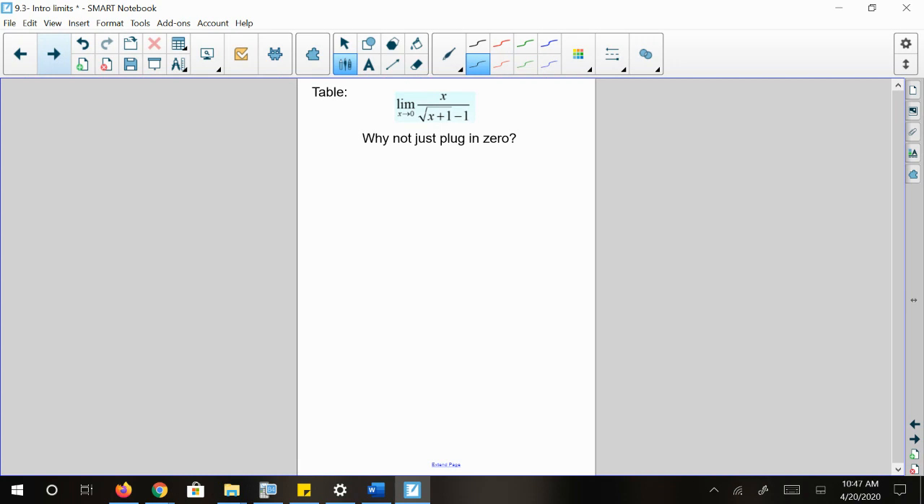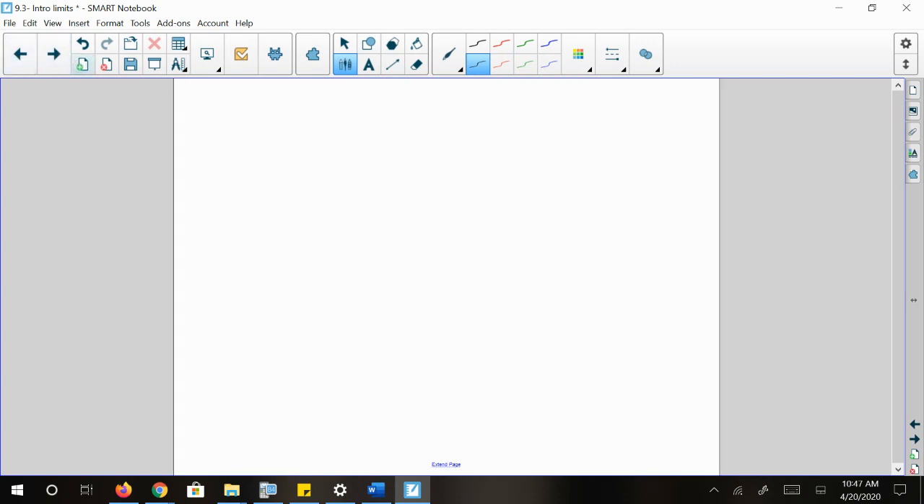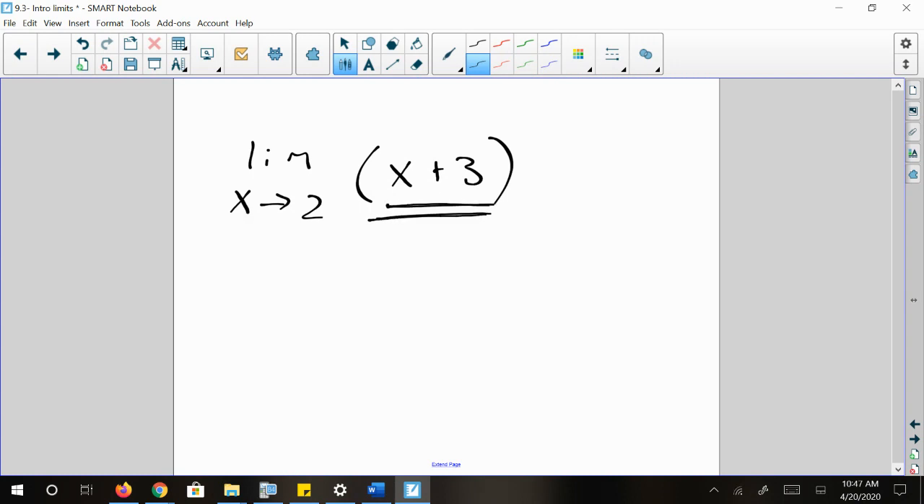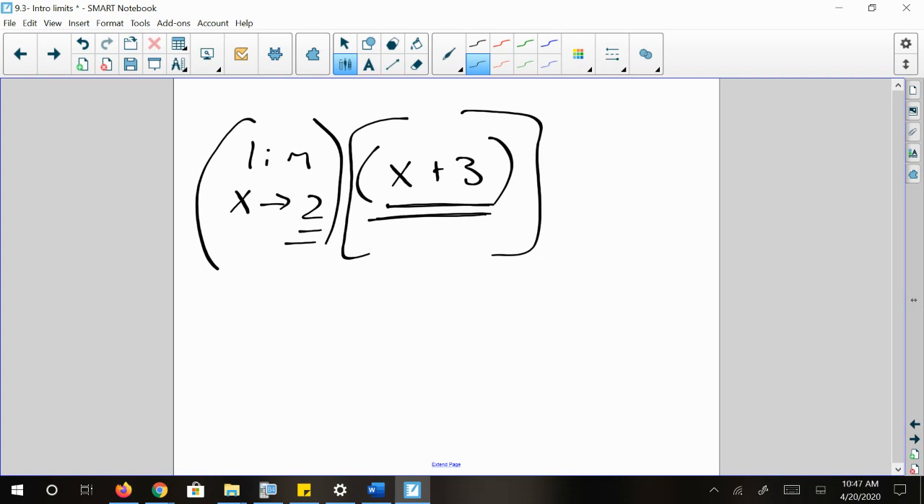Actually, I should probably lay out some notation for you first. So if you see some notation that looks like this, for example, the limit as x approaches 2 of some sort of function, let's say x plus 3, what this means is if you were to graph this, or look at this function, what's happening as x is approaching 2? So as we start plugging in values of x that approach 2, what happens to the overall value of this function? That's what this notation means here. That'll be something new for you.